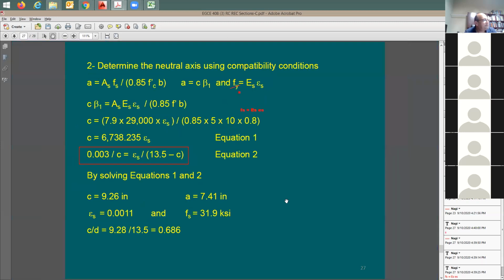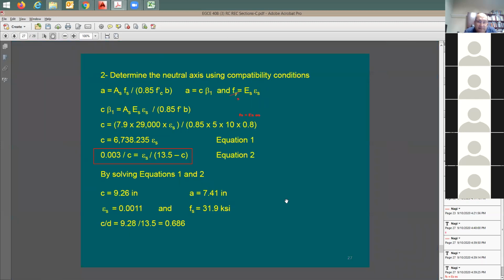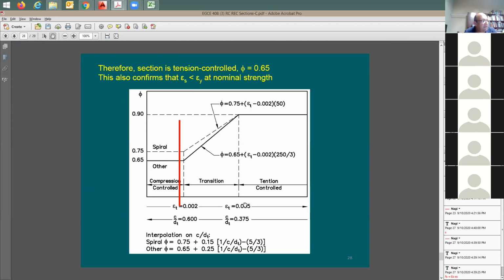Good. Professor, is it C over D more than 0.6? We should check. Not just only C more than D. If C over D is more than 0.6, we should check. If C over D is going to be more than 0.6, it means that you're going to have compression control, and your phi factor is going to be 0.65.